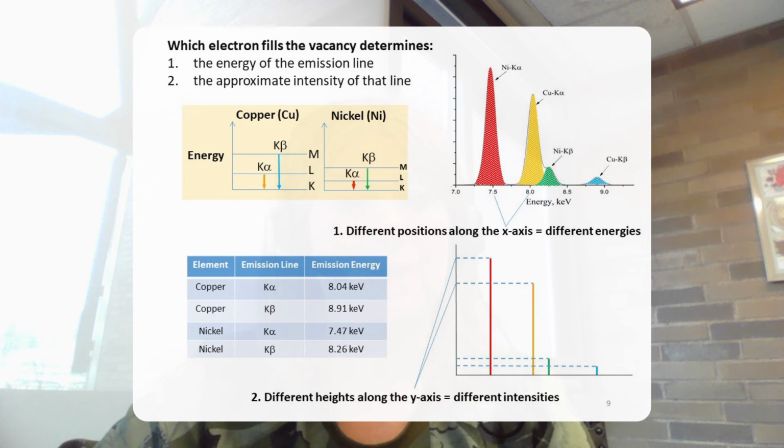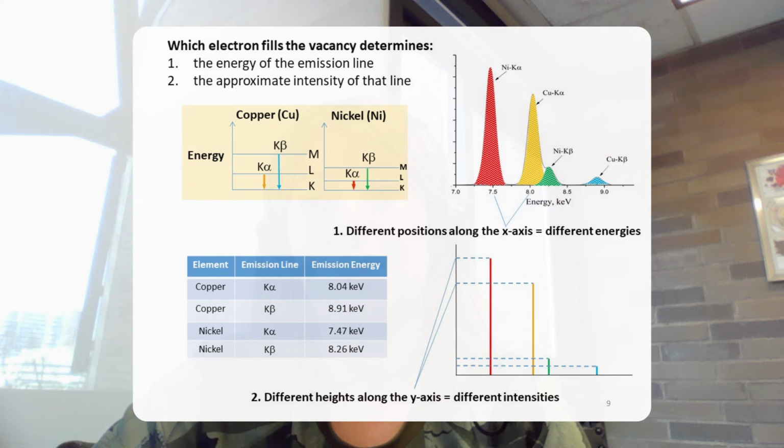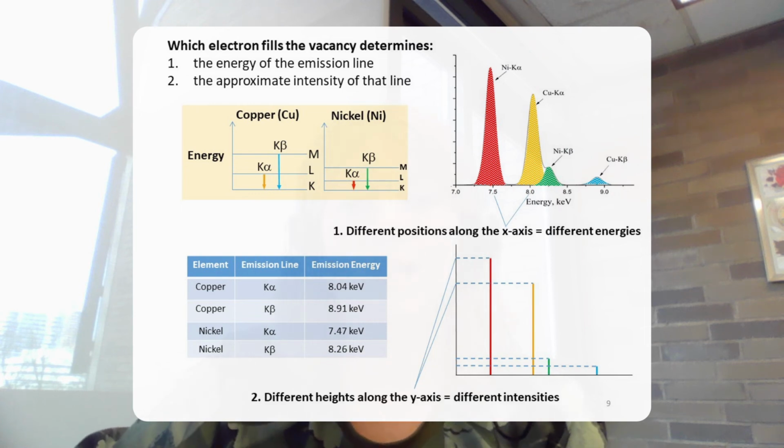And for any given pure element, the ratio of K alpha peak height to K beta peak height is a constant value for that element. To summarize, not only can elements be distinguished from each other based on their emission energies, each element also has its own characteristic peak height ratios.